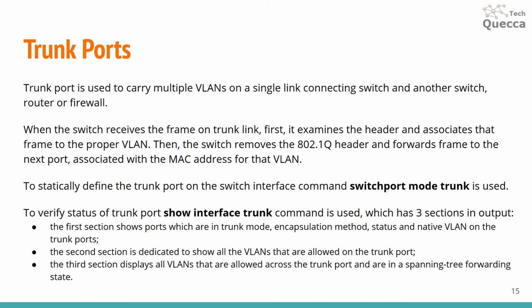To statically define a trunk port, we need to use the command switchport mode trunk on the switch interface. To verify the status of the trunk port, the show interfaces trunk command is used, and there are three sections in the output. The first section shows ports which are in trunk mode, encapsulation method, status, and native VLAN on the trunk ports. The second section is dedicated to showing all the VLANs that are allowed on the trunk port. The third section displays all VLANs that are allowed across the trunk port and are in the spanning tree forwarding state.